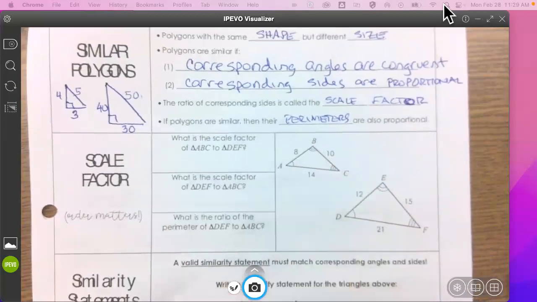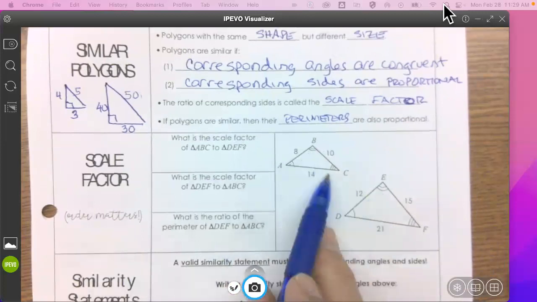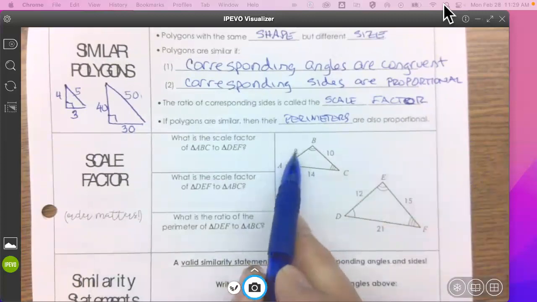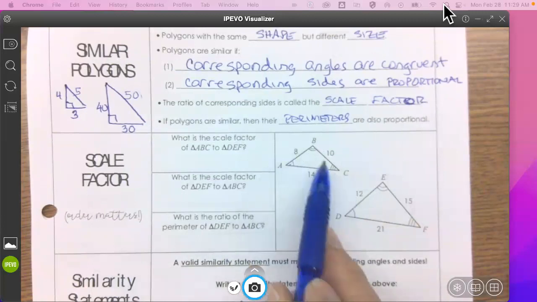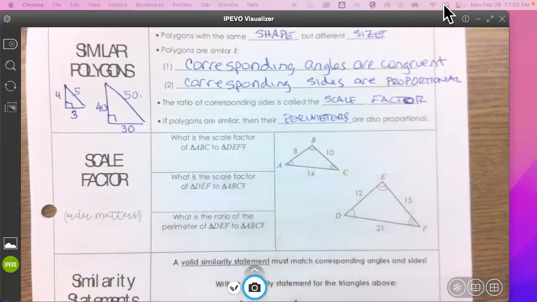So for example, here I'm given two triangles. I can see that angle A and D are the same, and B and E are the same, and C and F are the same. That tells me that they're dilations of each other. That means that this side length of 8 is blown up to a size of 12, and 10 to 15, 14 to 21, etc.